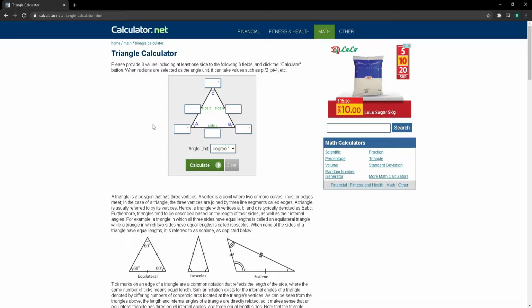So for our number one problem, solve ABC when A is 45 degrees, C is 35 degrees, and side A is 25. First is we need to put it in their specific boxes to be able to get our answer. So put 45 degrees in angle A, 35 degrees in angle C, and 25 inside side A. Then press calculate and you'll be able to get the answers.